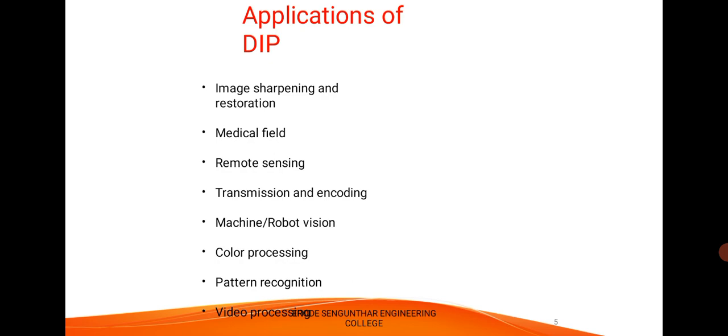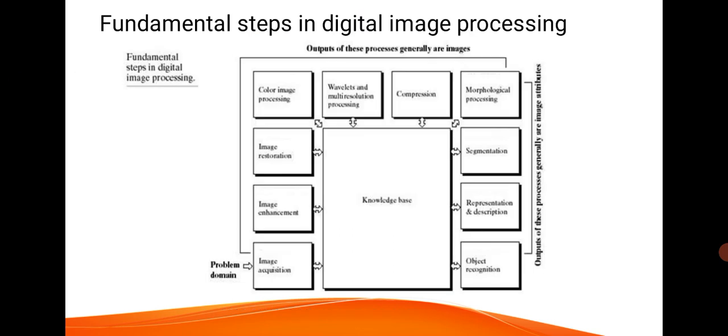Applications of digital image processing. Digital image processing finds applications in various areas, like image sharpening and restoration, medical fields, remote sensing, transmission and encoding, machine and robotic vision, color processing, pattern recognition, video processing, and a lot more.